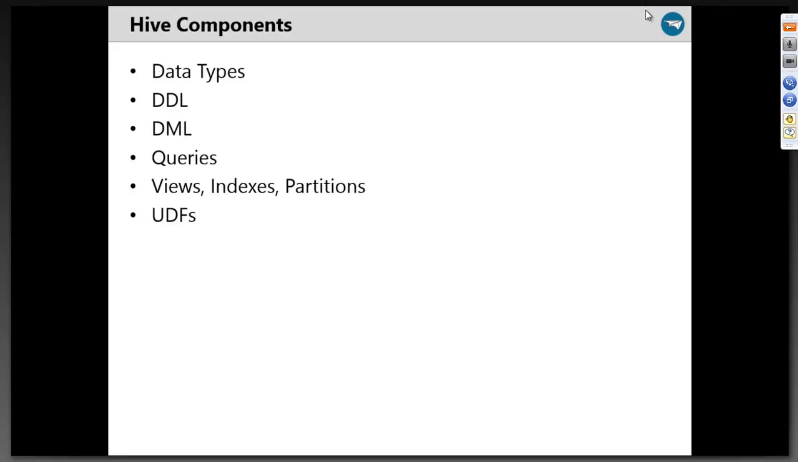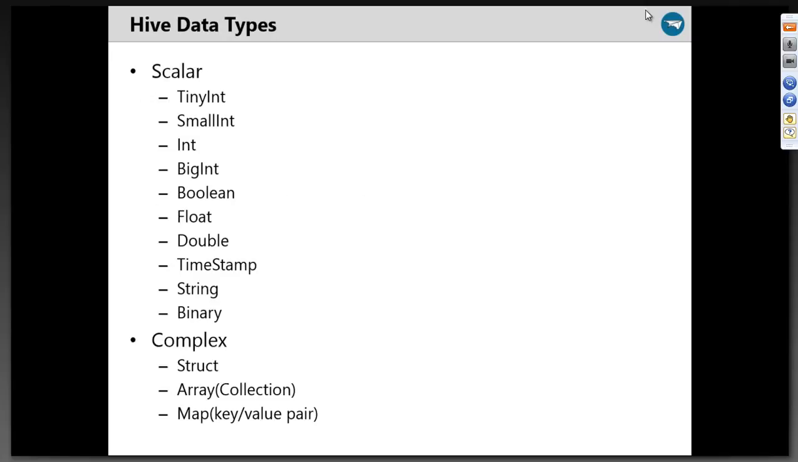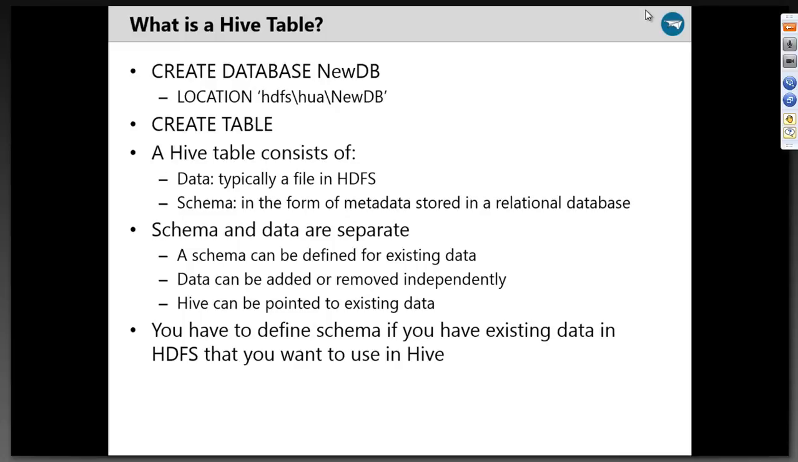So, Hive components: we have data types that look like this. Here are our scalars, and we have more complex data types like structs and arrays. We can create a database, like create a new database in HDFS, call it newDB. We can create tables. Those tables can have columns. Those columns have data types like you're used to seeing. Data can be added and removed independently, which is very powerful for Hive.